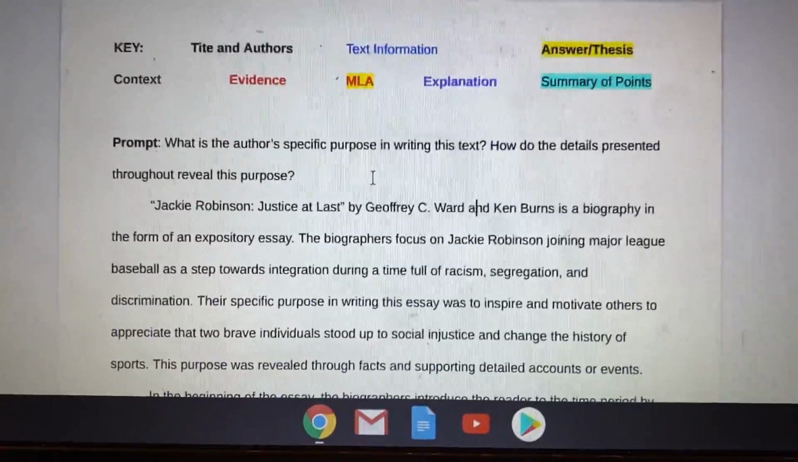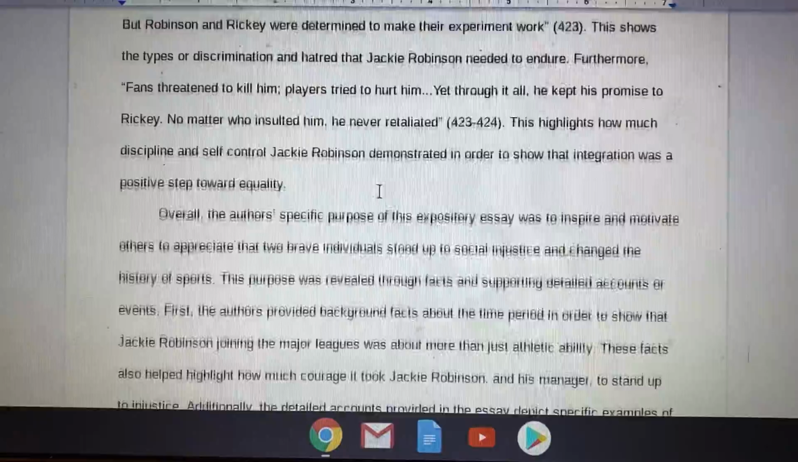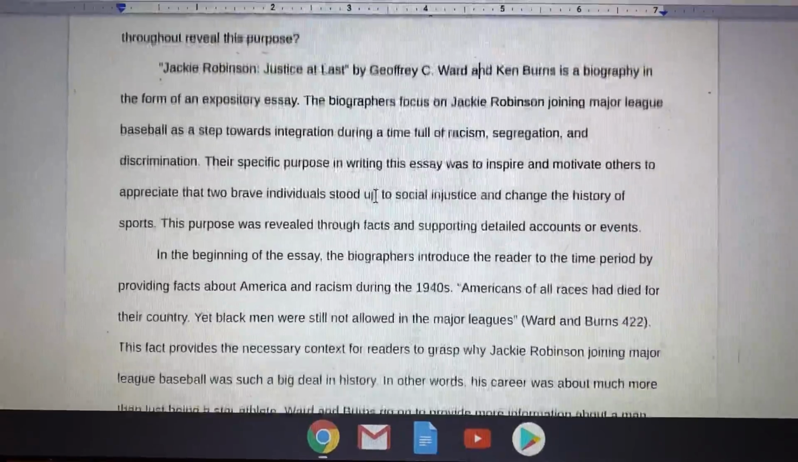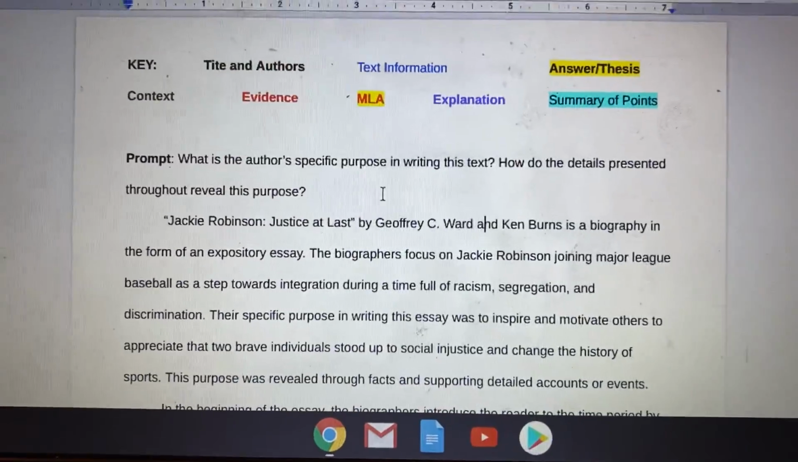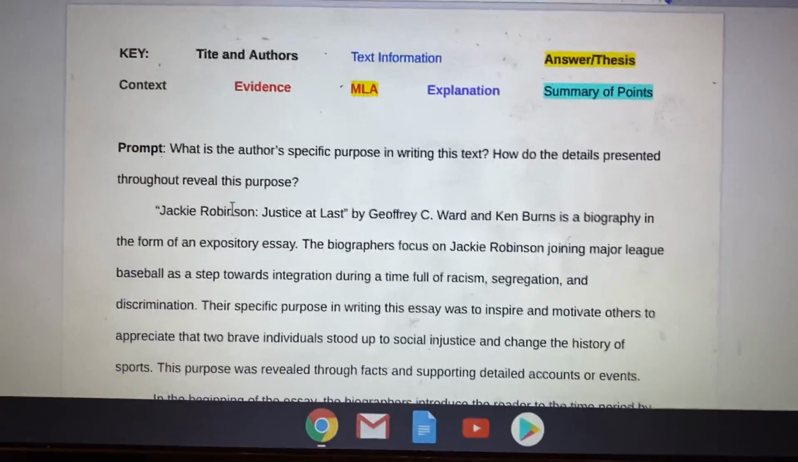Here is my example, and as you can see, I broke it up into 3 paragraphs. I've had years of practice, so I know mine might seem a little bit lengthy. You can play this video as many times as you need. I also posted the final product as a resource for you to view. So let's start off here.